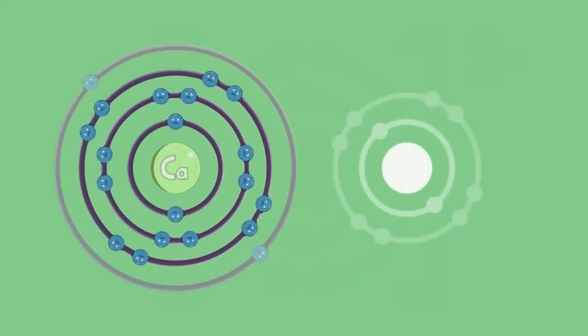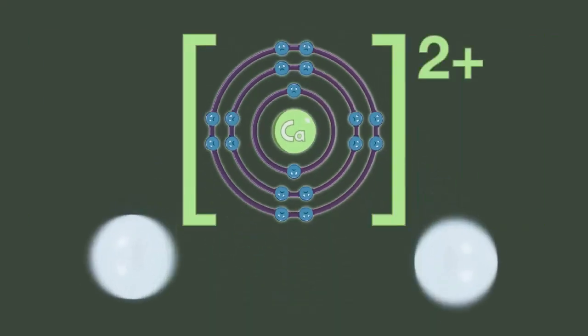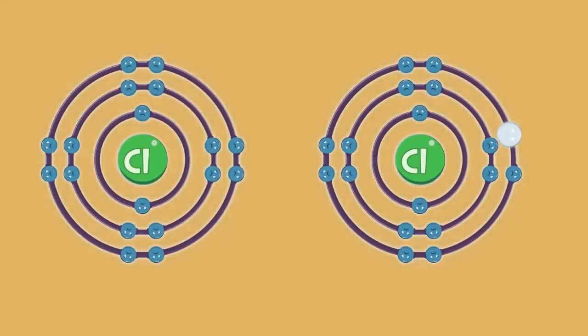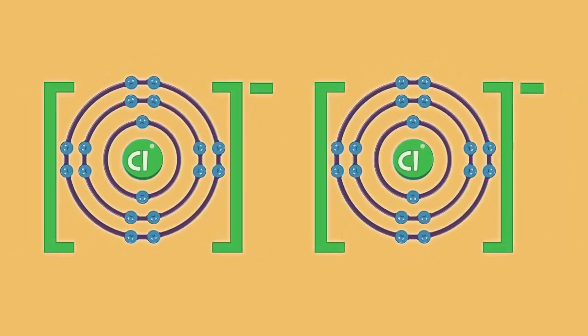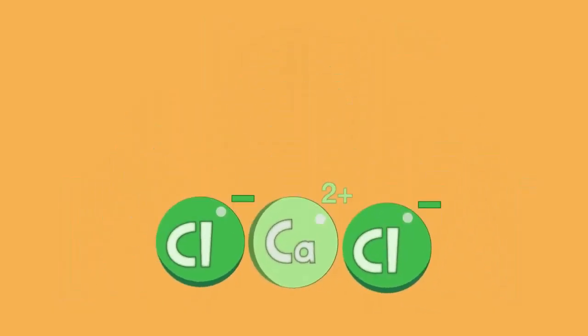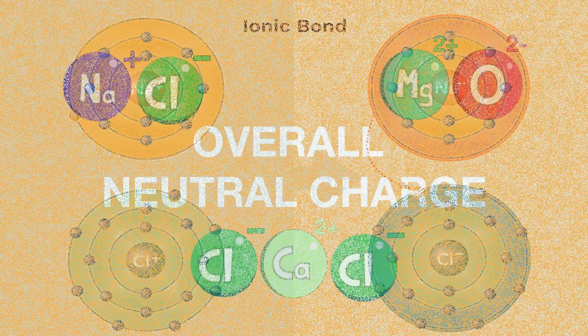Now let's look at calcium and chlorine. Calcium loses 2 electrons to form a calcium 2 plus ion. One of the electrons is transferred to one chlorine atom, and another is transferred to another chlorine atom, forming 2 chlorine ions. Calcium 2 plus is electrostatically attracted to both chlorine ions because opposite charges must balance each other out.